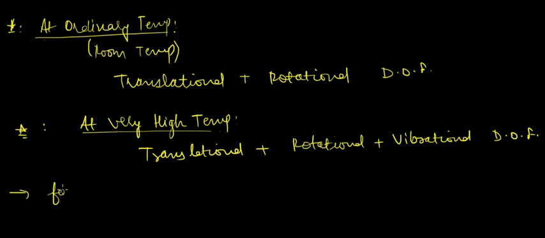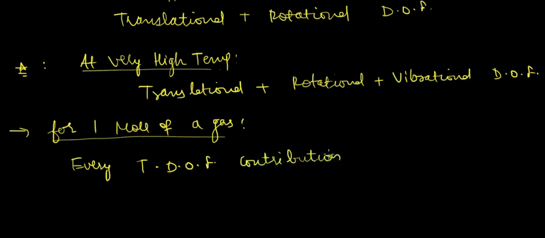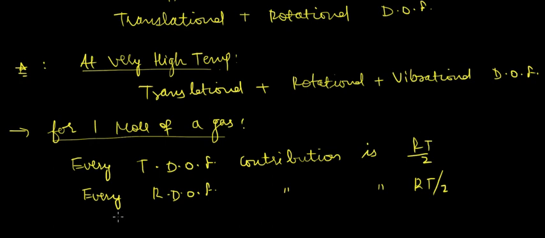So for 1 mole of a gas, we can see that every translational degree of freedom contribution is kT by 2, or rather RT by 2. Every rotational degree of freedom contribution is again RT by 2, and every vibrational degree of freedom contribution is RT. So this is at very high temperature, for 1 mole of a gas, the contribution of different degrees of freedom.